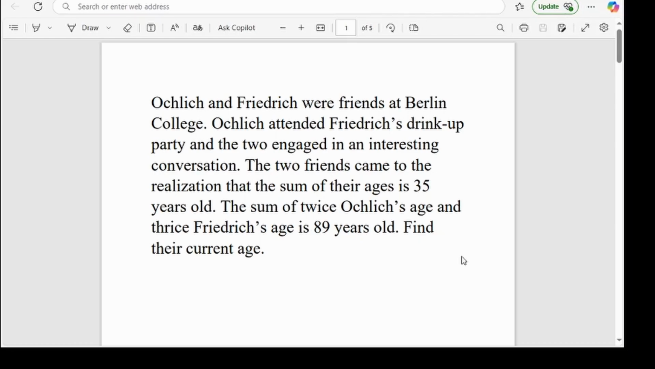In today's lesson, we'll be solving a practical mathematical age problem. So let's quickly delve into it.